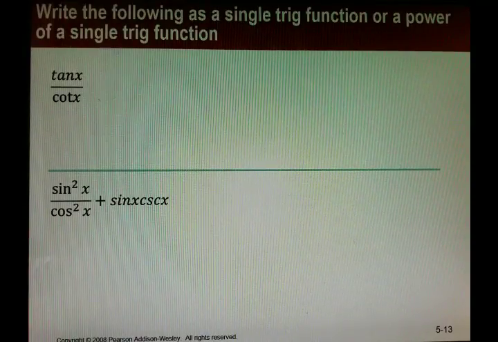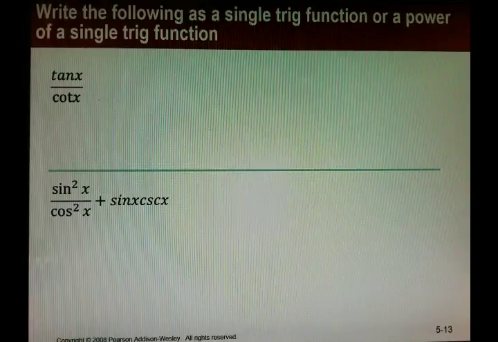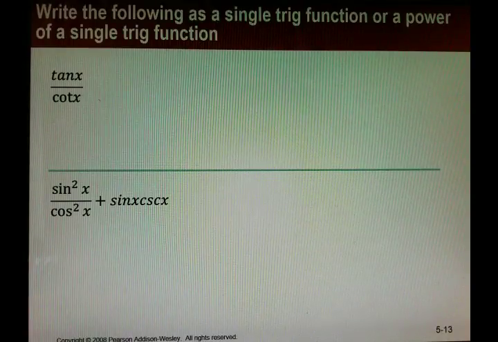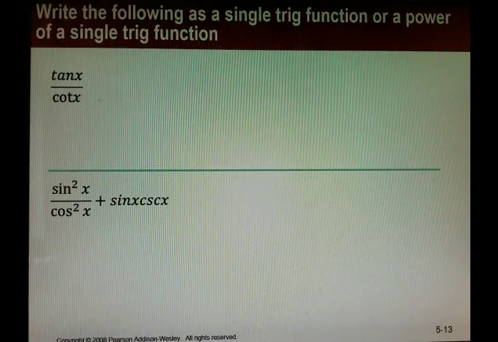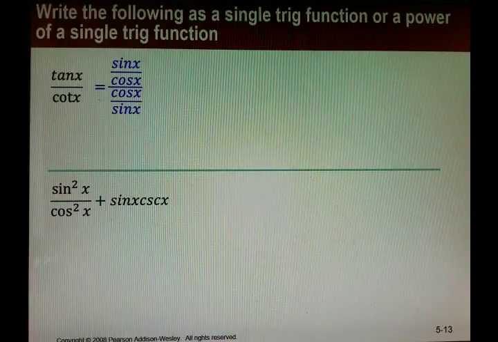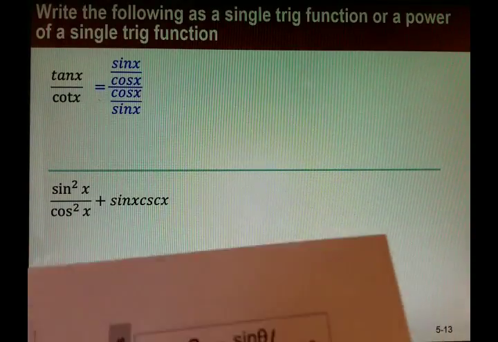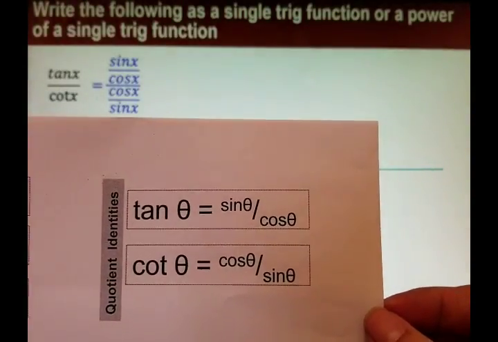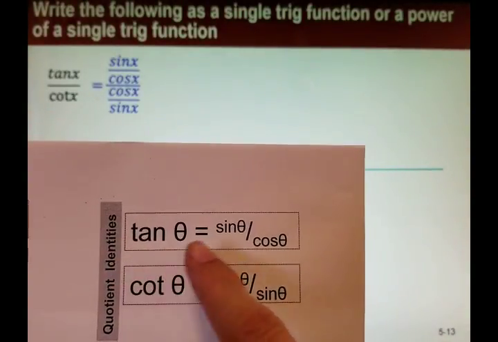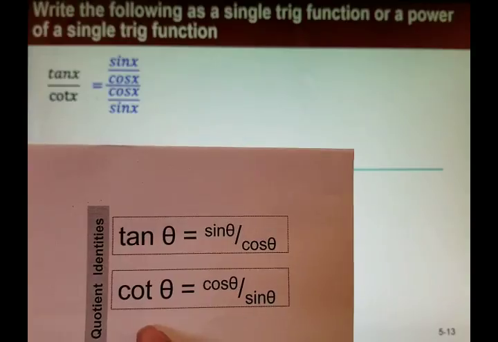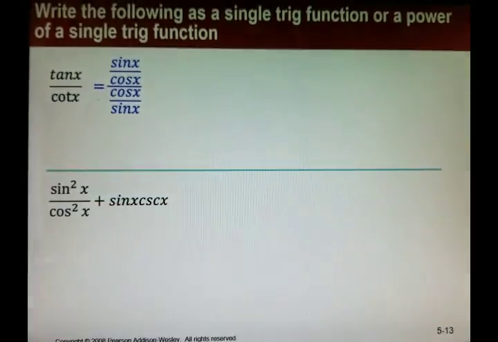Write as a single trig function or a power of a single trig function. All right, well, we know tangent is the same thing as sine over cosine. Cotangent is cosine over sine. Just reminding you real quick, that's coming from your quotient identities. The tangent is sine over cosine. The cotangent is cosine over sine.